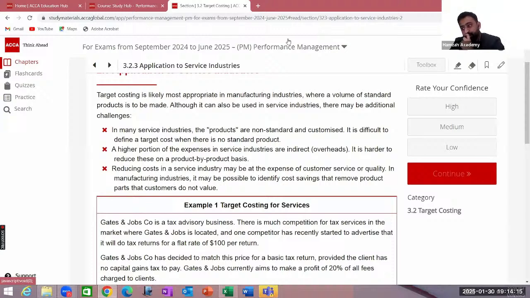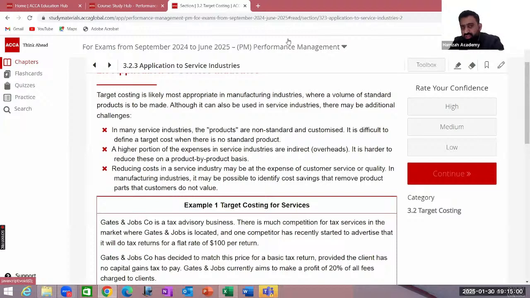Now, to achieve the target cost, obviously you have to reduce the cost. In a service industry, cost cutting means low quality service and customer dissatisfaction. In a manufacturing concern, you can achieve target costing with the given quality standard, because there is a lot of scope in terms of learning curve, labor efficiency, and raw material wastage control. So that would be easy to achieve in manufacturing. But in a service industry, if you cut the cost, that means you are going to sacrifice the quality of the service, and it would lead to customer dissatisfaction.